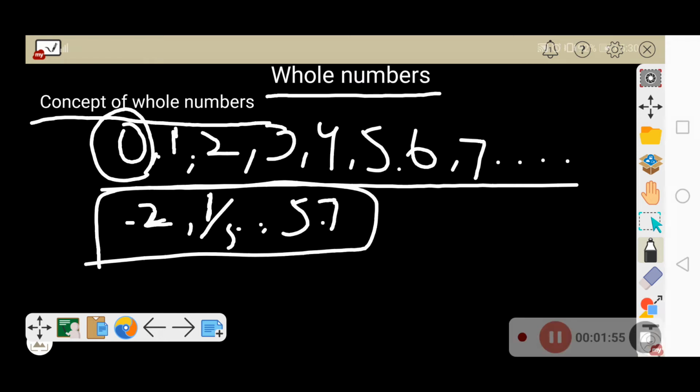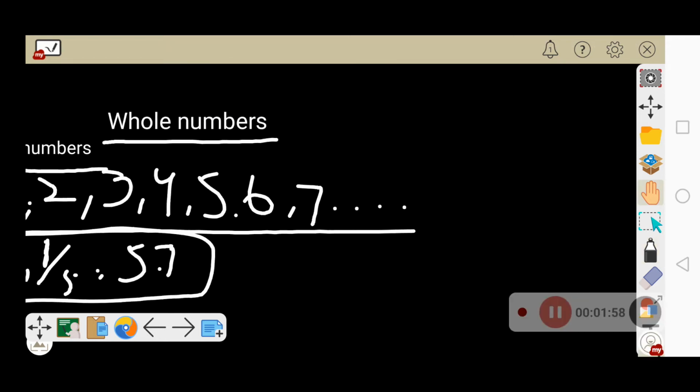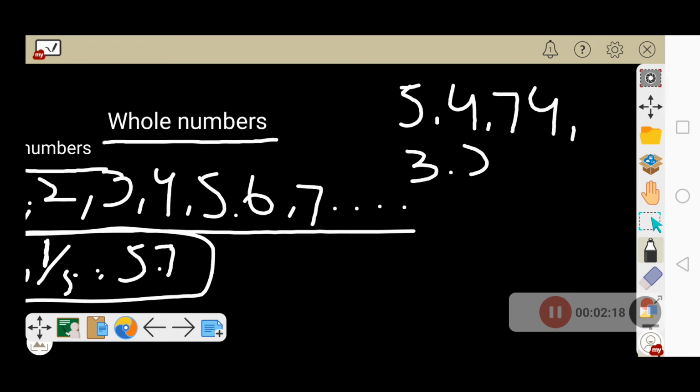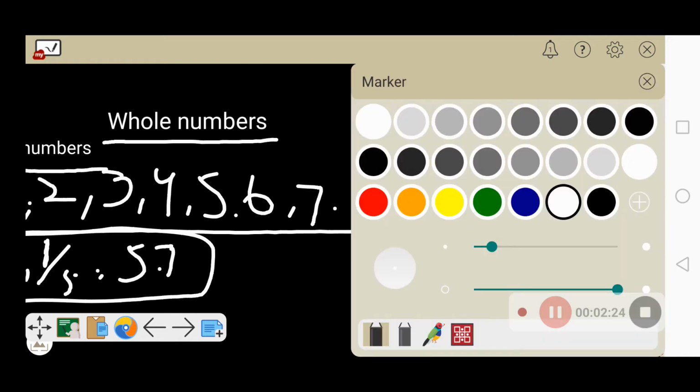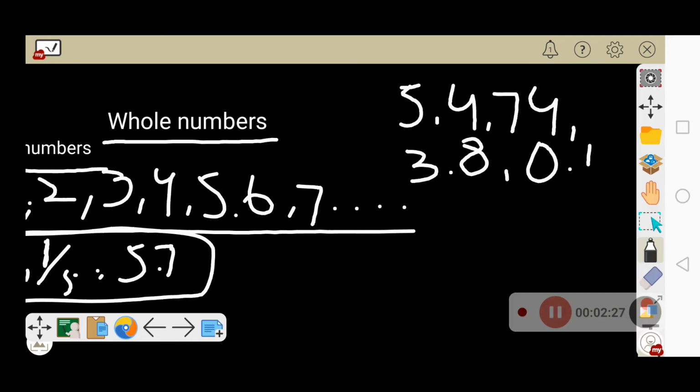Like this, take a simple example of whole numbers. We have 5, 4, and let's take 74. Another number we have 3.8, 0.1, and 1/45.